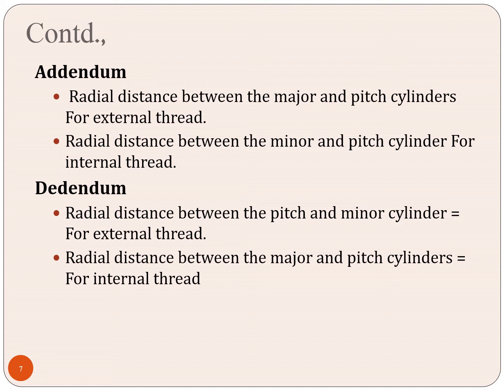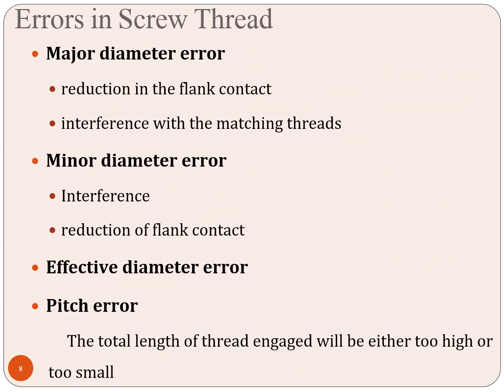Dedendum is the radial distance between the pitch and minor cylinder for external thread. Here we will not get any confusion. If you look at the thread, the top of the threaded portion we can call addendum, and the bottom half of the thread we can call dedendum. Need not get any confusion over here.